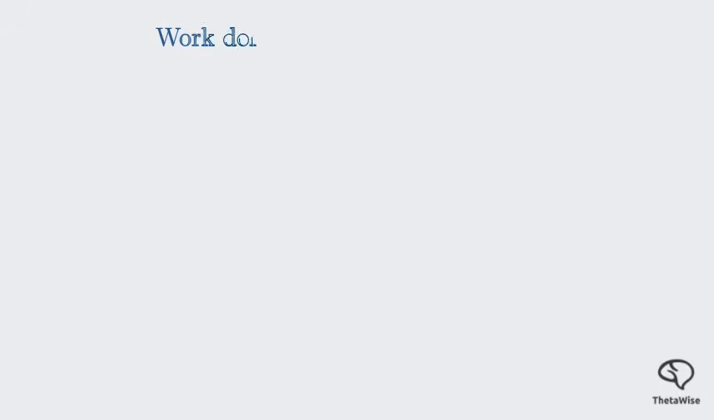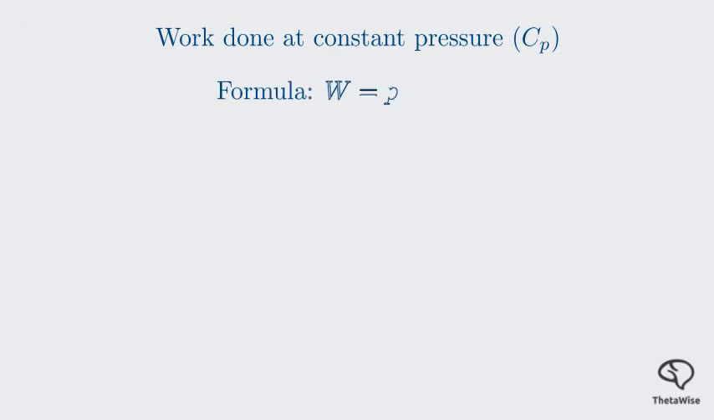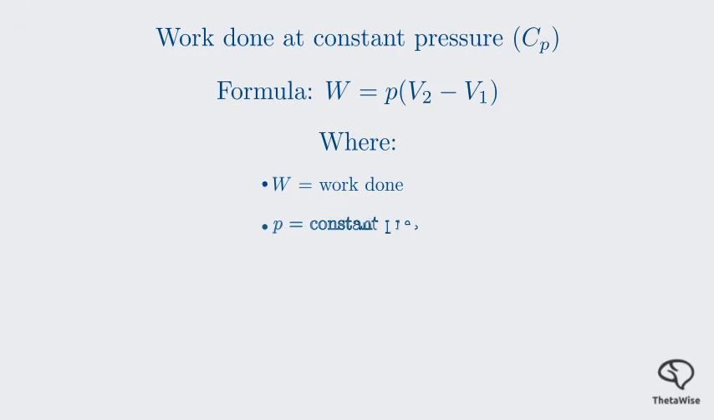Following our discussion of specific heat capacity at constant pressure, it's a good time to derive the work done during that process. We said that when heat is added to a gas at constant pressure, it expands and does work. The general formula for work is pressure times the change in volume. For a constant pressure process, it's simply P times the final volume V2 minus the initial volume V1.